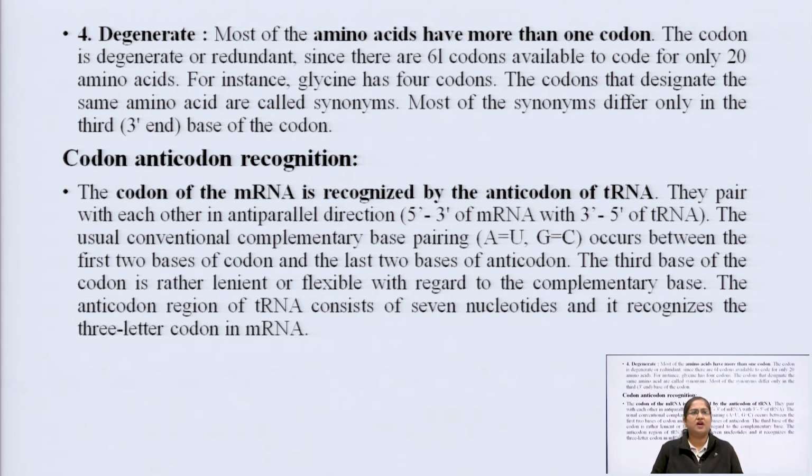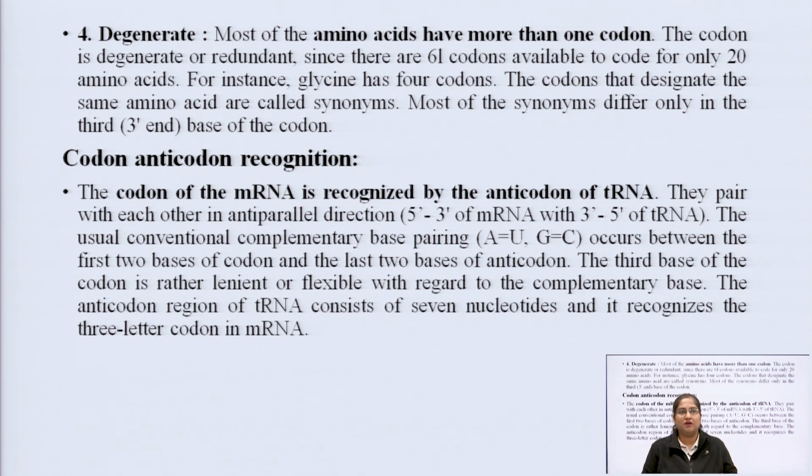So, most amino acids have more than one codon, that is, the code is degenerate or redundant, and that can happen because there are only 20 amino acids. So there is a chance of degeneracy. Next, codon-anticodon recognition: how will they recognize themselves?